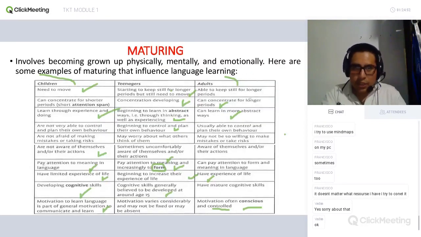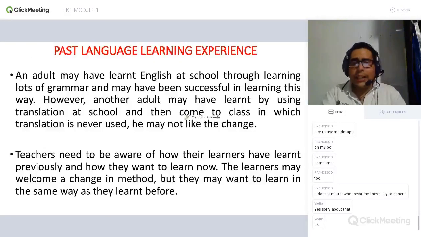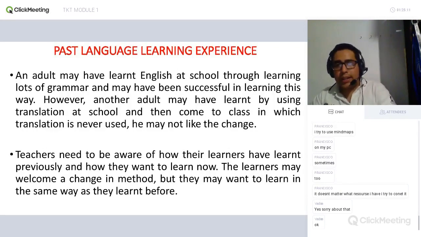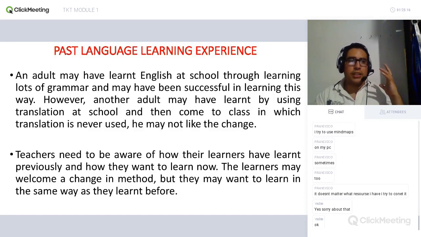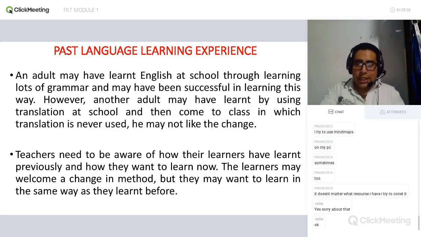Okay, that's the strategy. Then age: it's not the same how children, teenagers, and adults learn, right? According to their age, they have different ways of learning. And finally, past language learning experience. We need to take into consideration that they have a past and they learned maybe in one way but also in another way. And if you change the method, it might or might not be successful. Okay, so that's the thing.